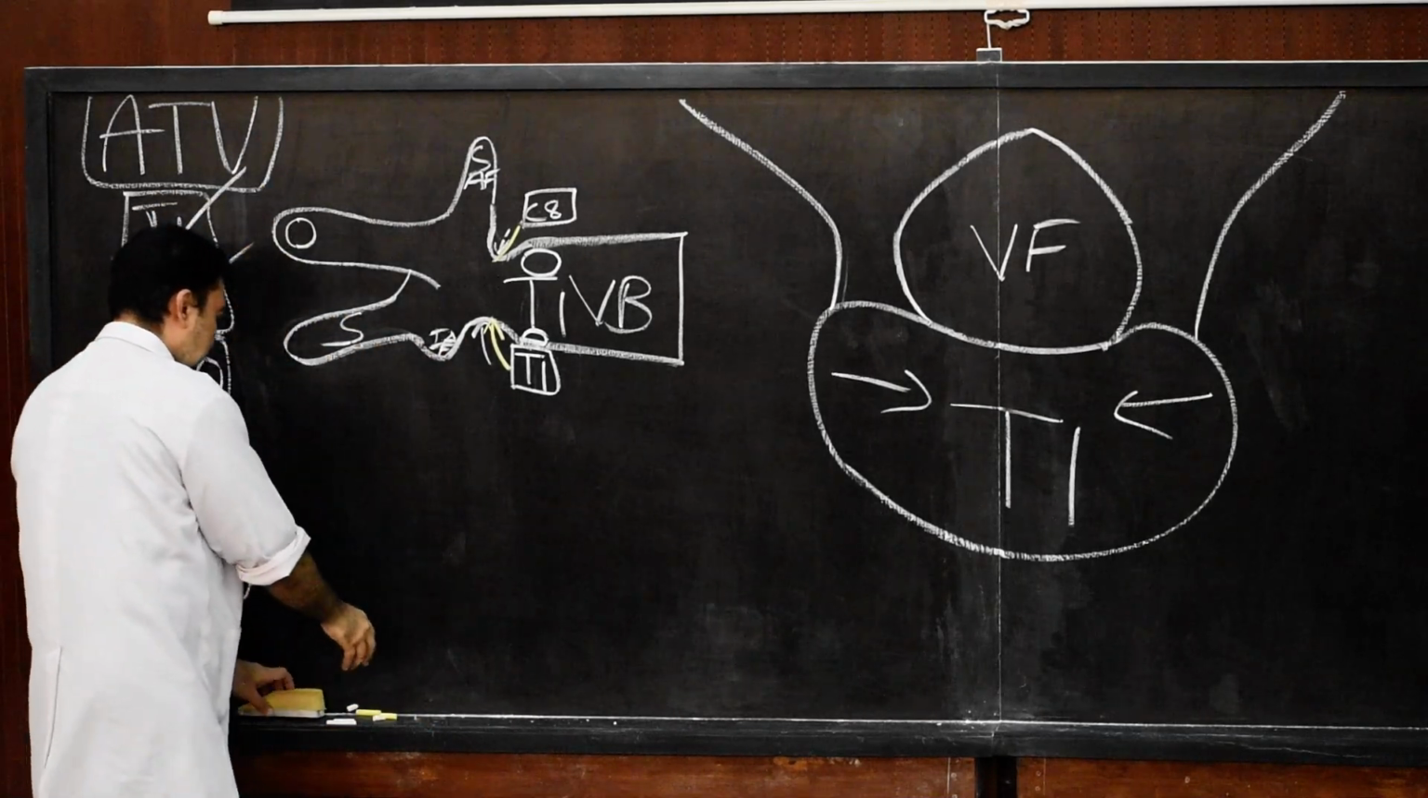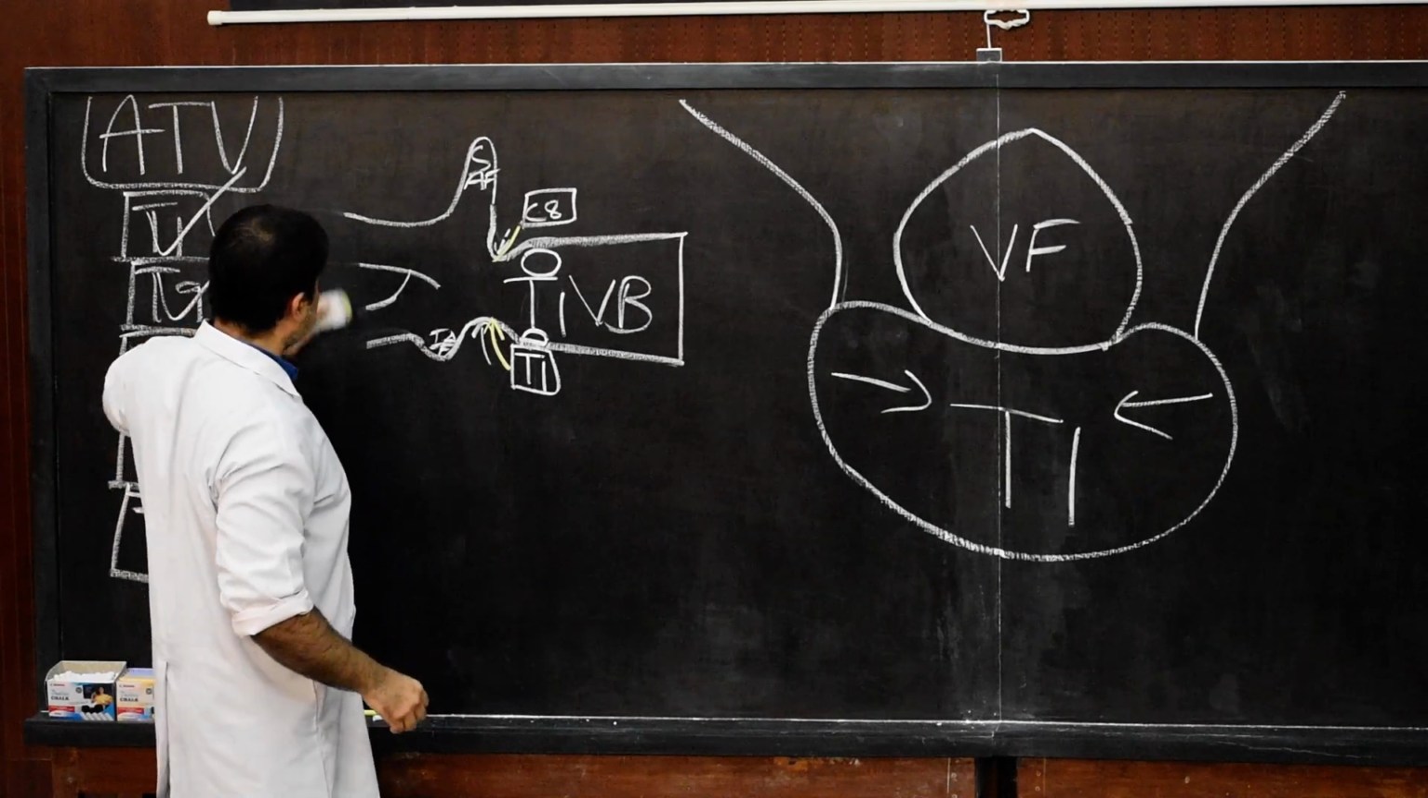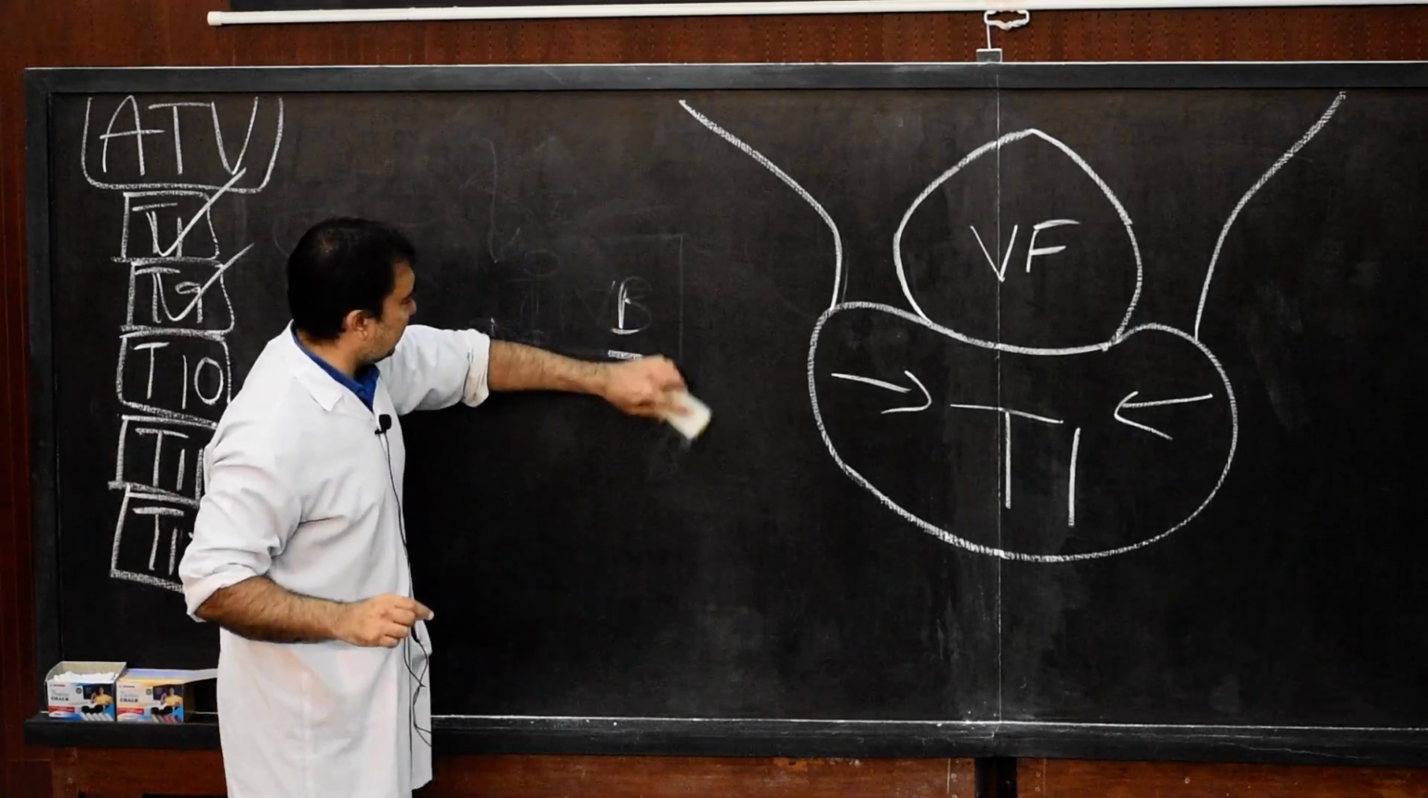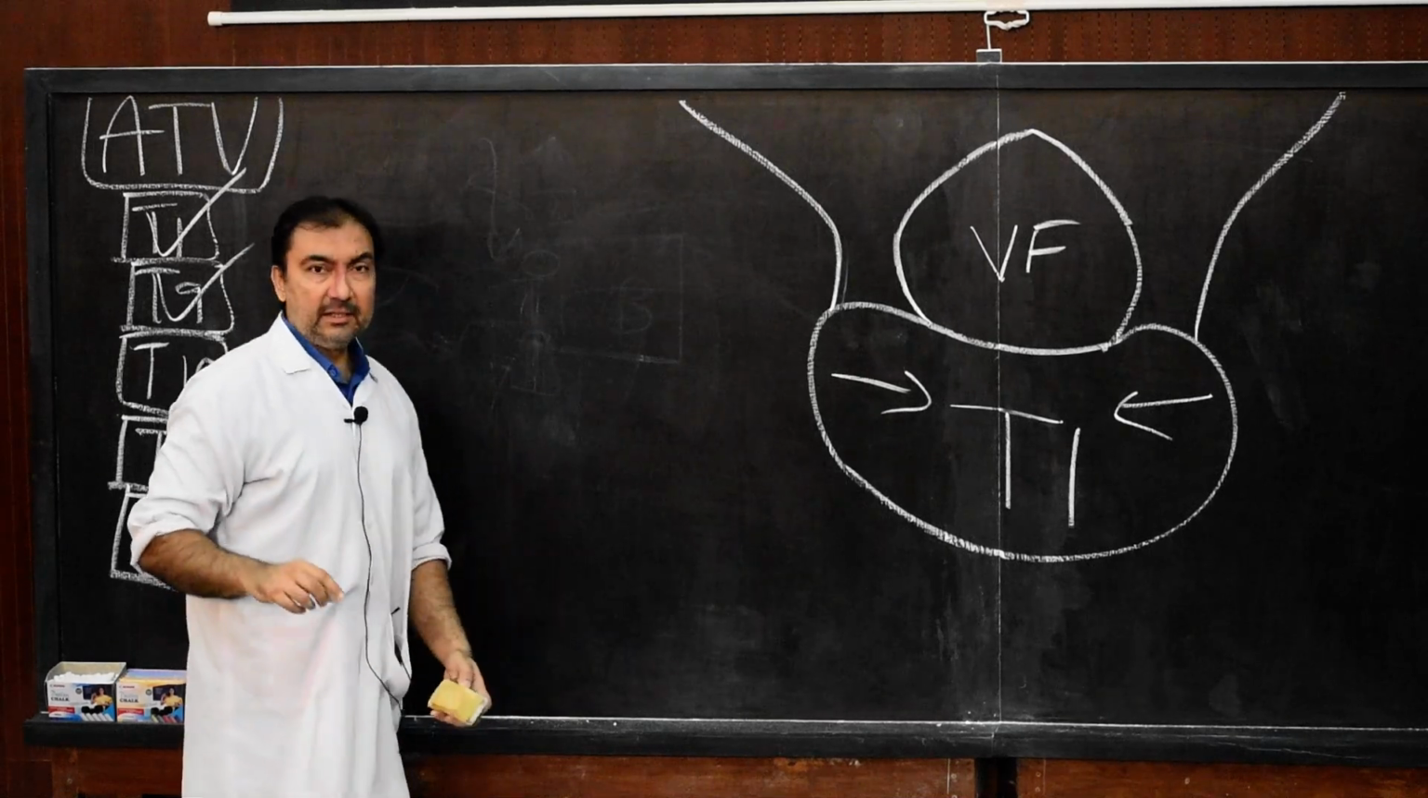Now we take the characteristic features of thoracic vertebra 9. Now we take the 9th thoracic vertebra.